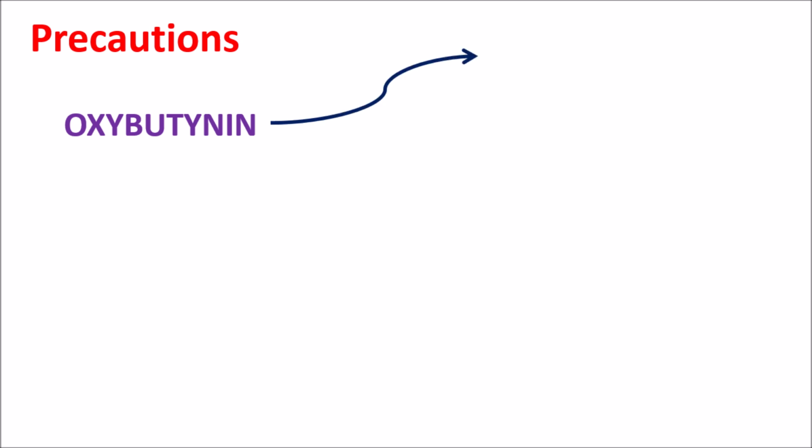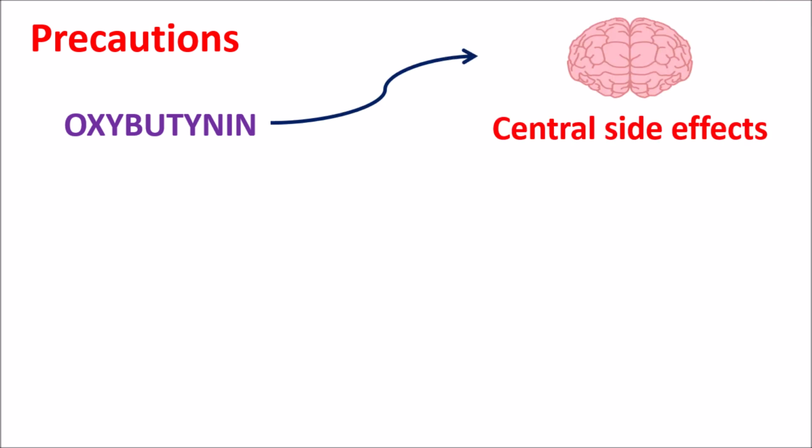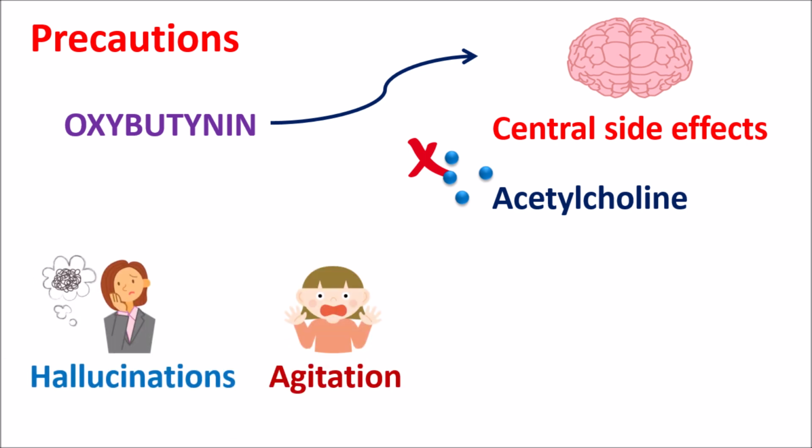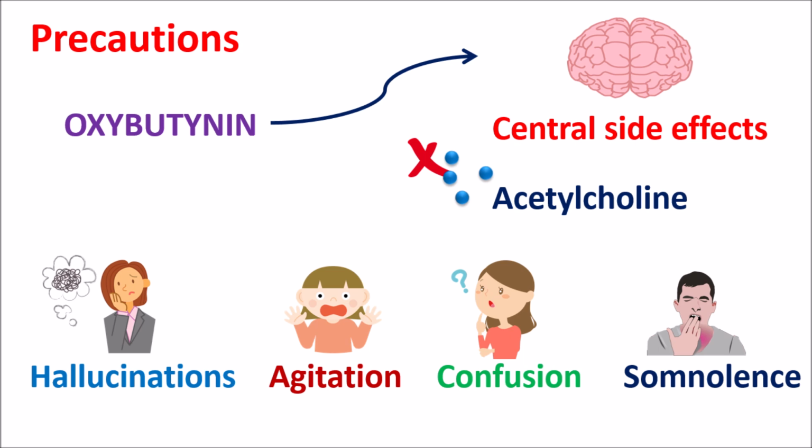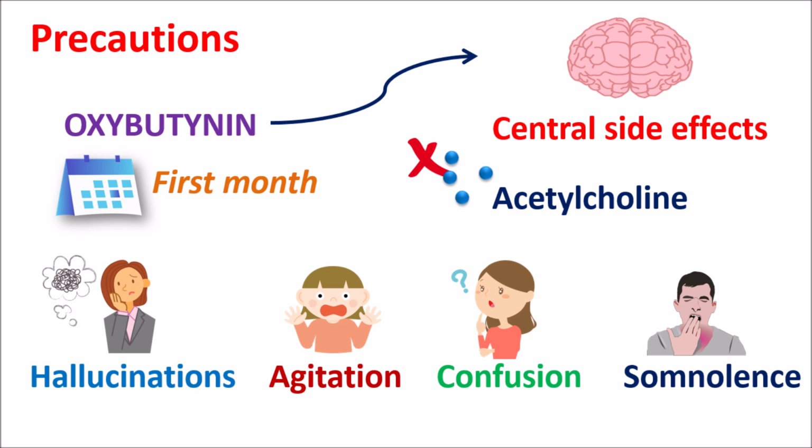Oxybutynin can also produce a few central side effects because of its anticholinergic action. Acetylcholine plays an important role within the CNS, and when its actions are blocked, it can produce significant anticholinergic effects. It can produce hallucinations, agitation, confusion, and somnolence. These side effects are particularly observed within the first few months of the treatment. That's why during these days, caution should be taken while driving vehicles or working with machinery.